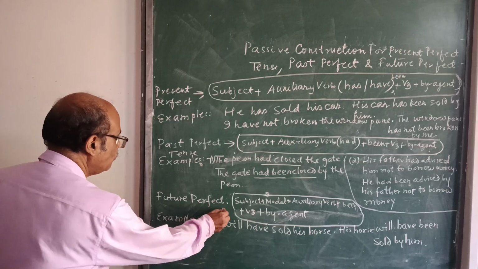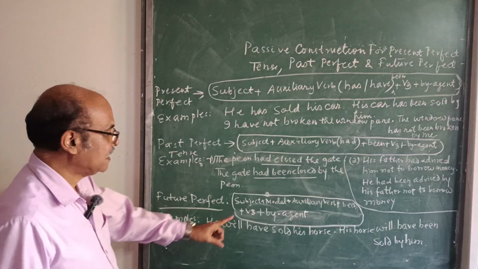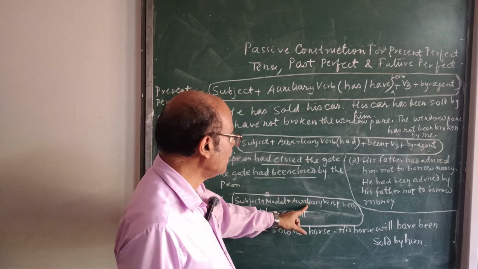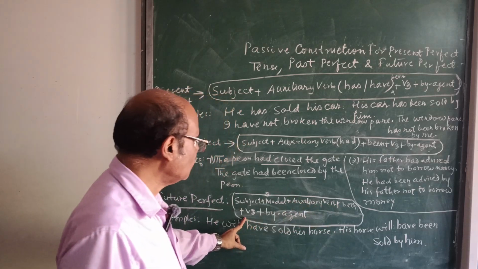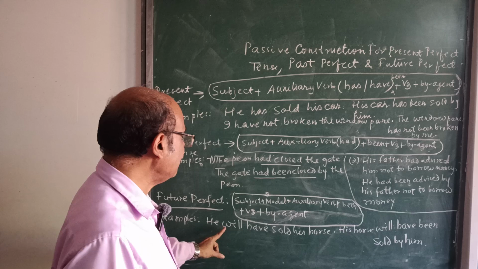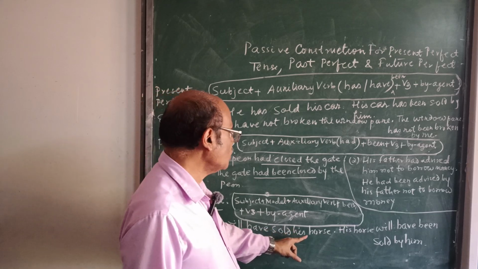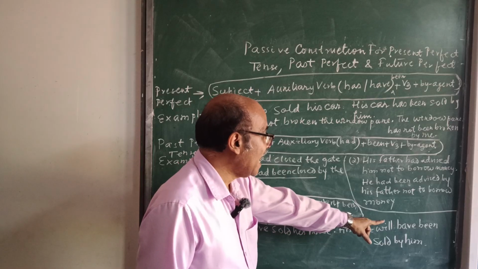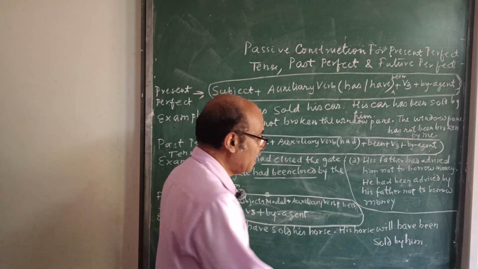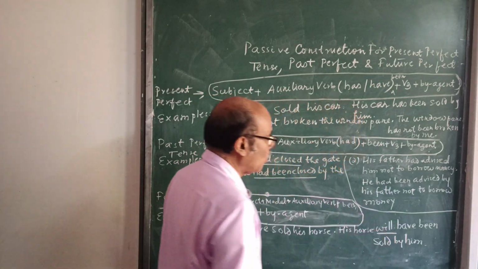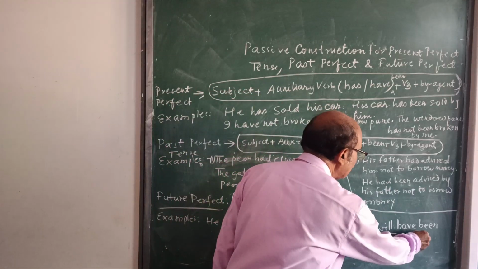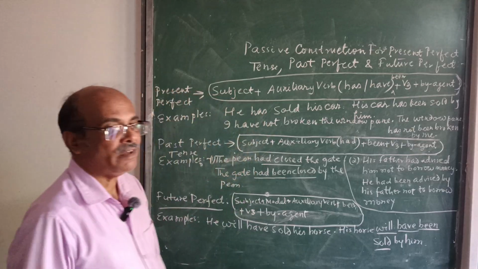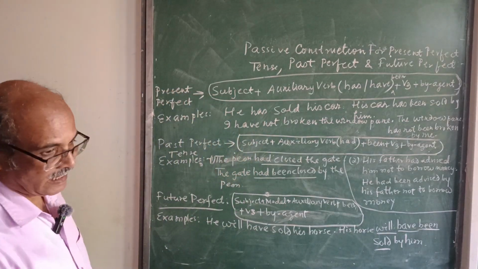Next is your future perfect tense. Subject plus modal plus auxiliary verb plus been plus V3, then by agent. He will have sold his horse. This is an example. His horse will have been sold by him. Here we can see we are using modal will, then auxiliary verb have, then been, then past participle of the main verb, then by agent.